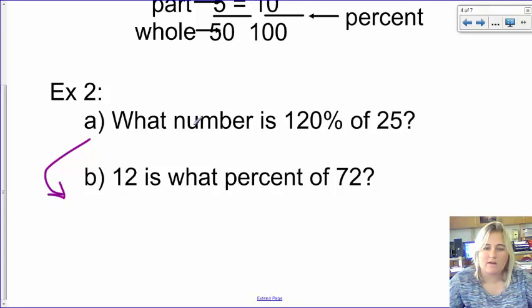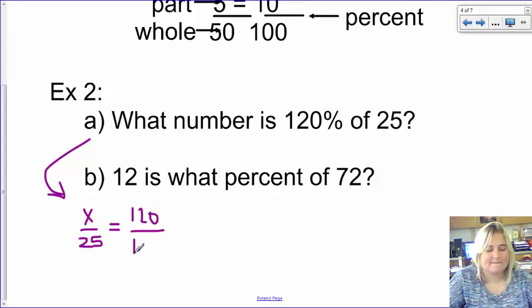Well, we're talking about what part of it, so we don't know that right now. Of the whole is 25. Equals, and the part we're talking about, we want it to be 120%, and the whole percent is always 100. My pen isn't working, I hate having to do it like this.